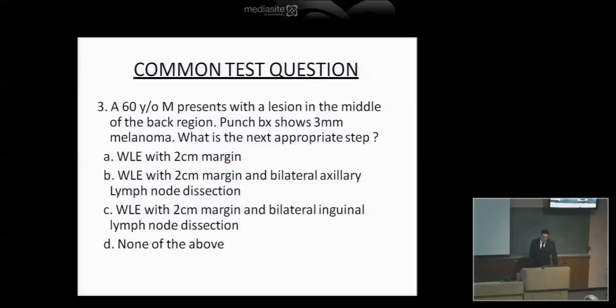When you have a lesion in a region like the back where you don't really know where the lymph node drainage basin is, the answer should be pre-op lymphoscintigraphy to find the sentinel lymph node. And then you would be doing an excision with a 2 centimeter margin, and then a sentinel lymph node biopsy based on where the lesion is located.